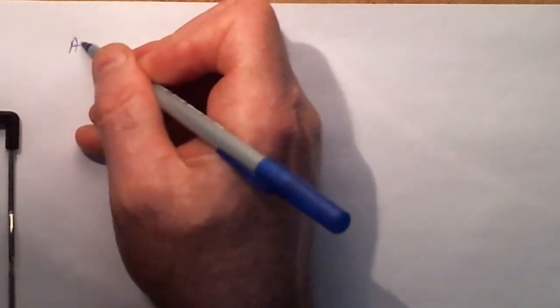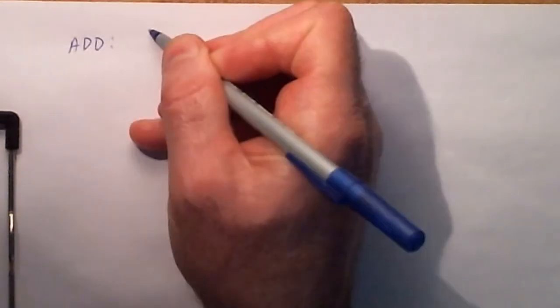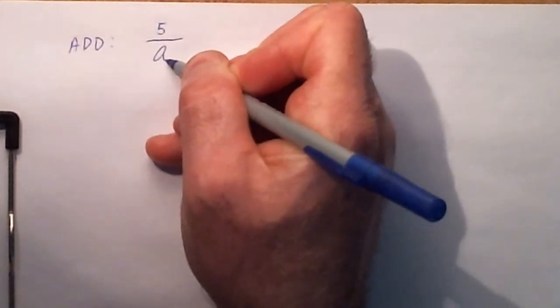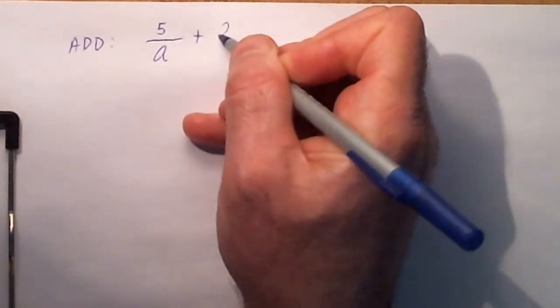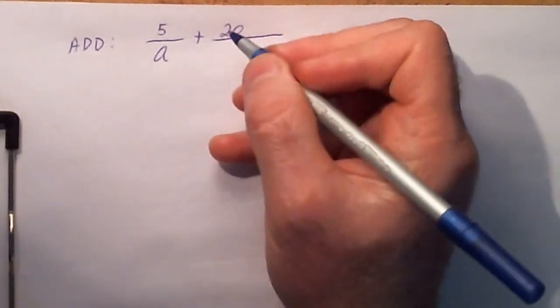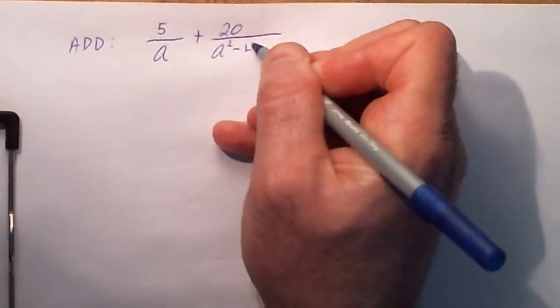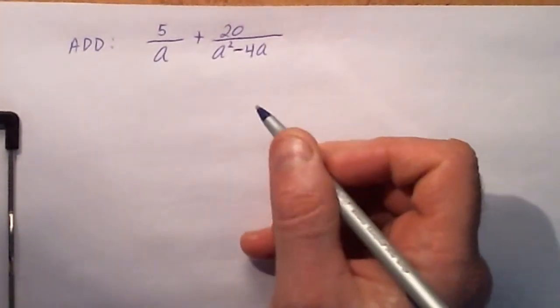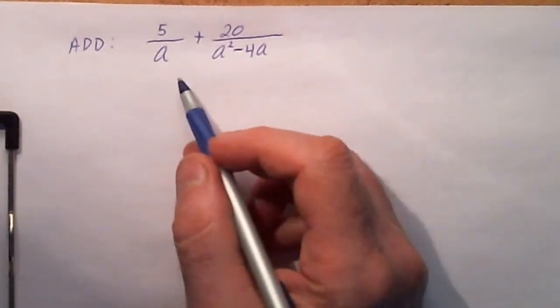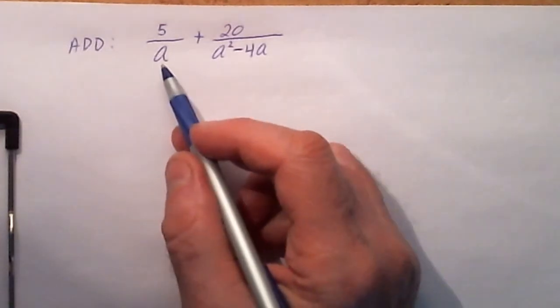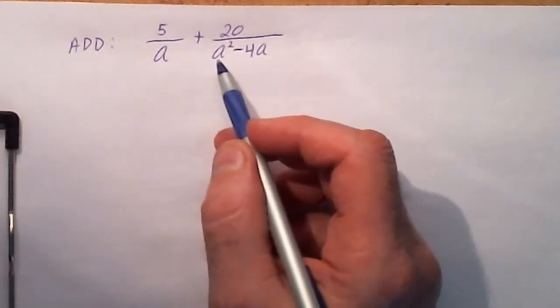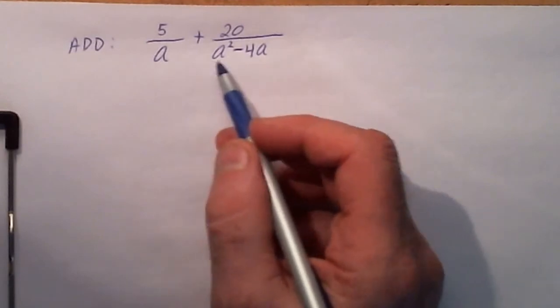All right, let's try one here. Let's try to add 5 over a to 20 over a squared minus 4a. Step number 1 is we have to make sure that all these denominators are completely factored. And notice a is already completely factored, but this a squared minus 4a can be factored and needs to be factored.